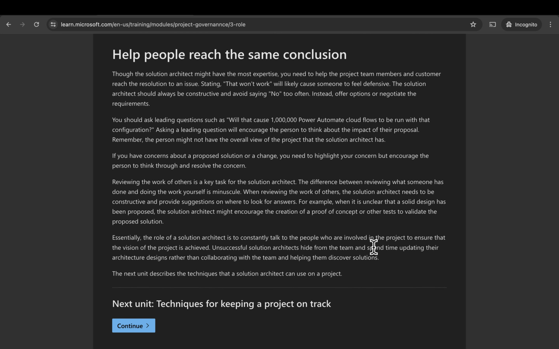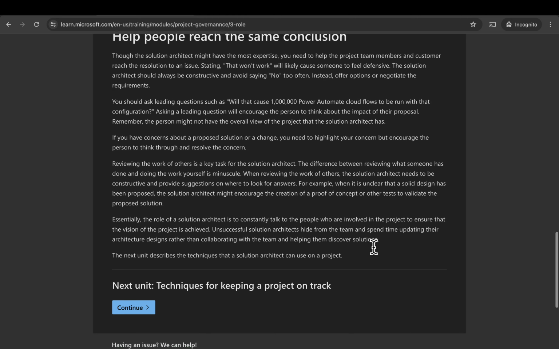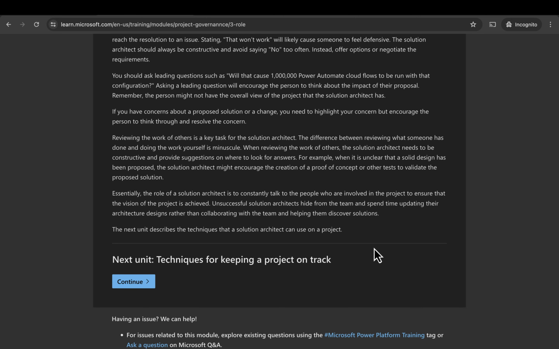Help people reach the same conclusion. Though the solution architect might have the most expertise, you need to help the project team members and customer reach the resolution to an issue. Stating that won't work will likely cause someone to feel defensive. The solution architect should always be constructive and avoid saying no too often. Instead, offer options or negotiate the requirements.